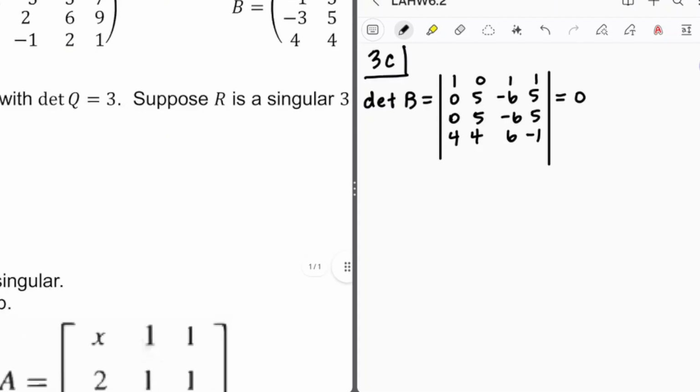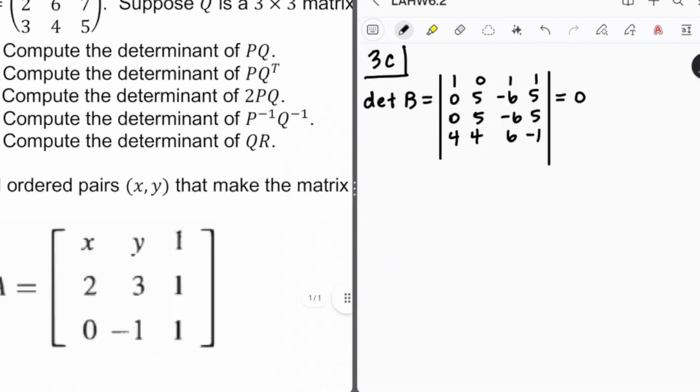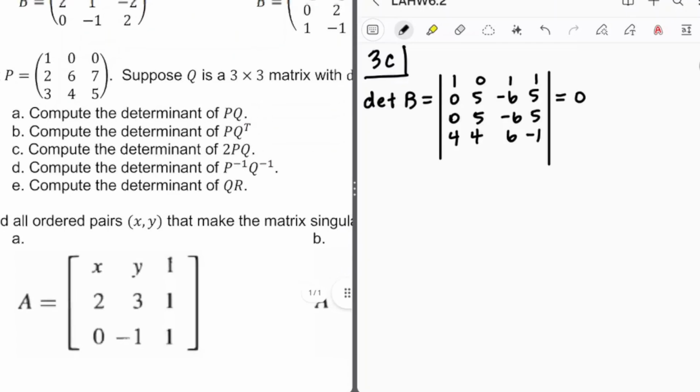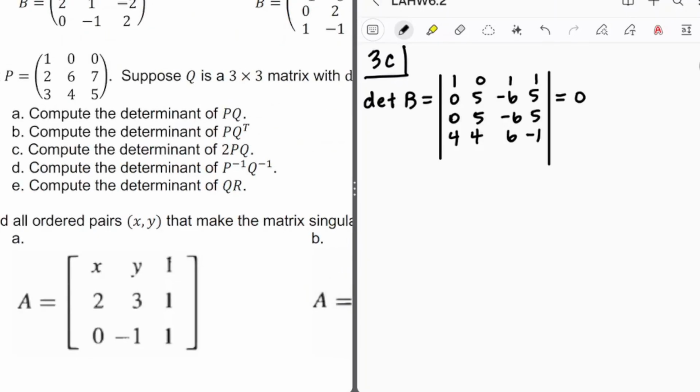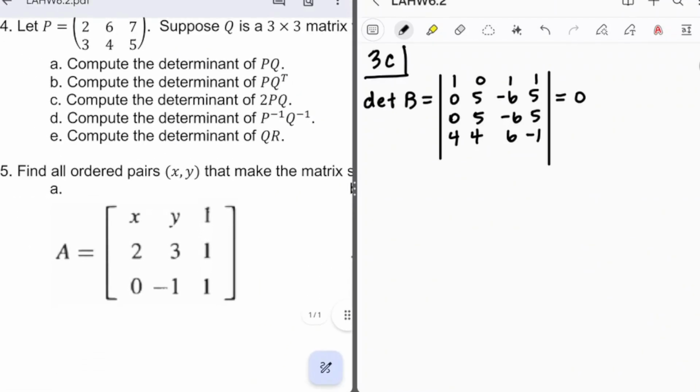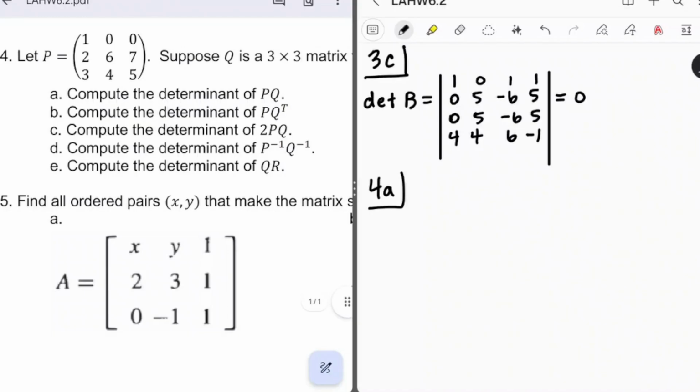All right. That was kind of a disappointment. I hope that wouldn't happen, but it'll be all right. All right. So let P be this matrix here. Suppose Q is a 3 by 3. I don't want to take that determinant using row reduction, but I don't need to. I can just take it with cofactor expansion.